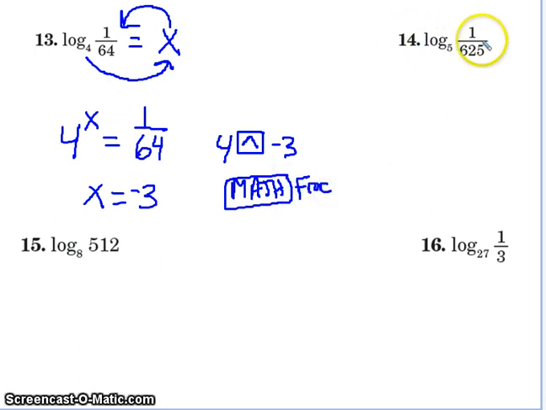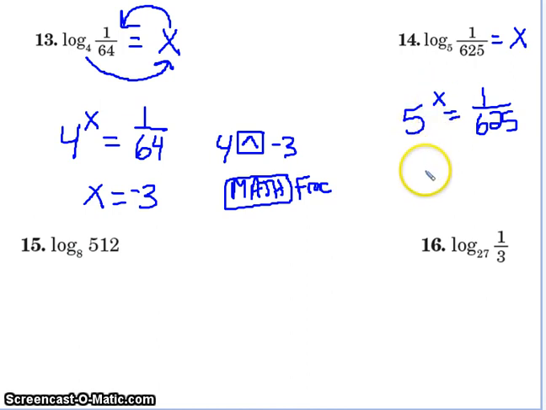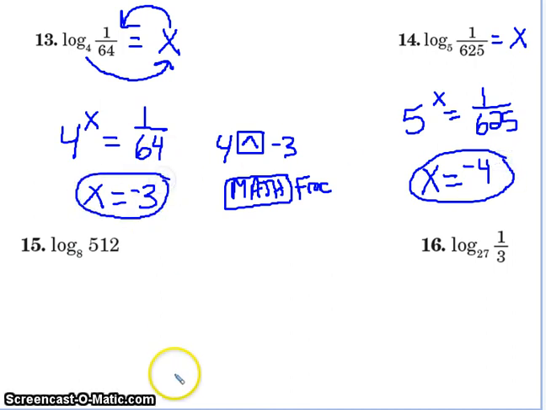Now, looking at our next relationship, 5 to the what power equals 1/625? If you're not sure, you know that it's going to be a negative, but we've got to know what 5 times what gives me 625. So 5 squared is 25, 5 to the third is 125. This is actually going to be 5 to the fourth, and so x is going to be -4 since we need it to go to the denominator.